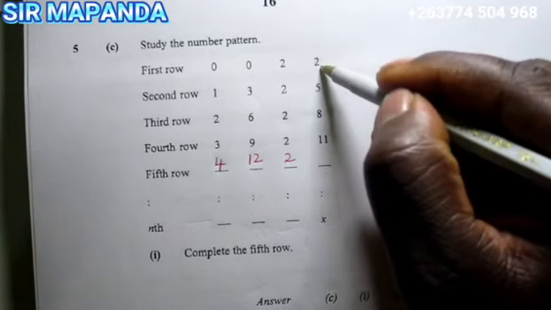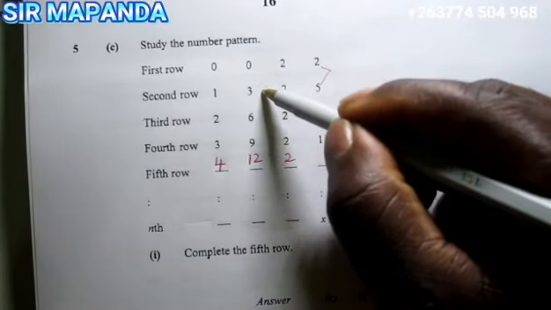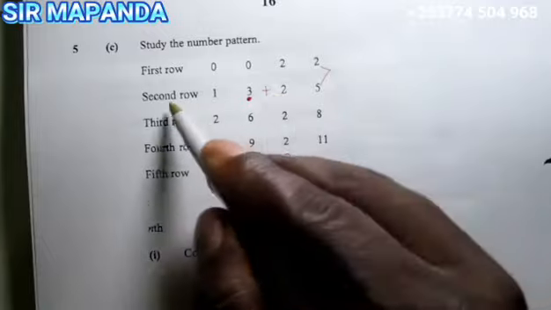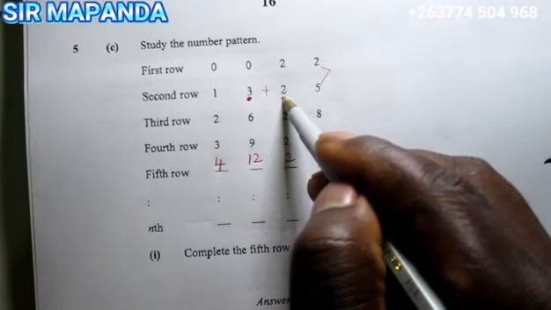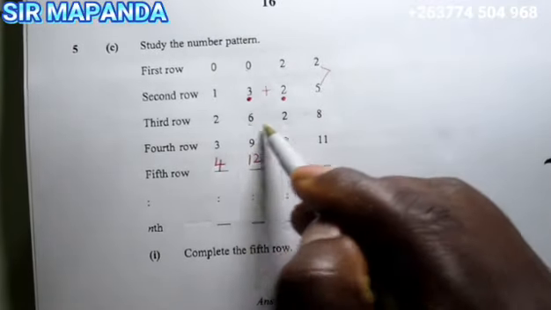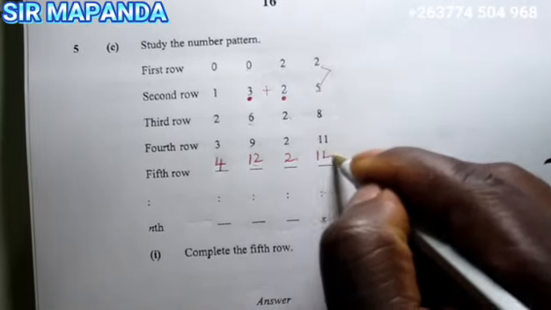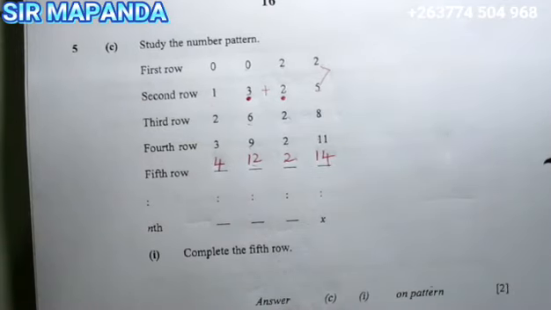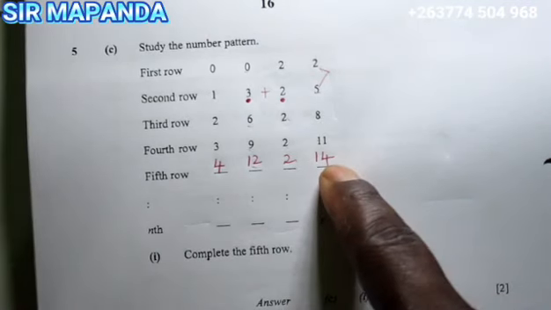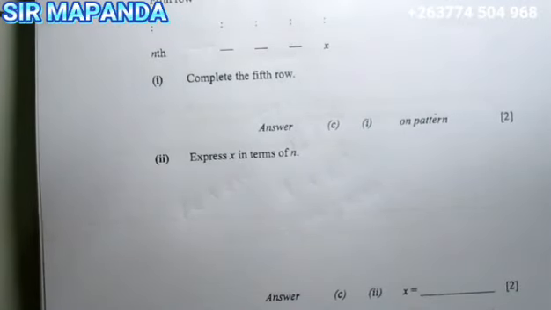Here, what is the common difference? Okay, on the last one, it is a matter of adding the second number in the row with the third number in the row. Like 0 plus 2, you get 2. 3 plus 2, you get 5. 6 plus 2, you get 8. 9 plus 2, you get 11. So 12 plus 2 should be 14. So you are home and dry. So your answer is 4, 12, 2, and 14. Right. Then we move on to part 2 of the question.